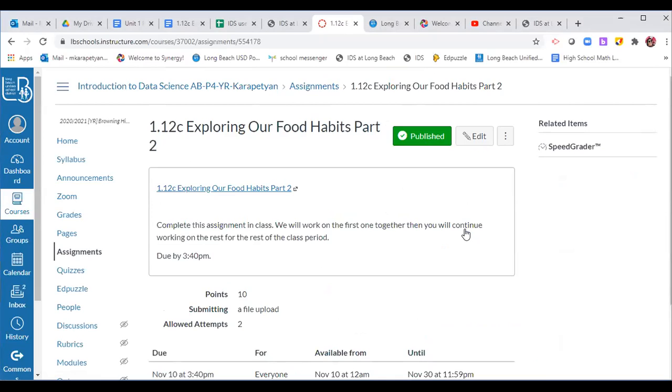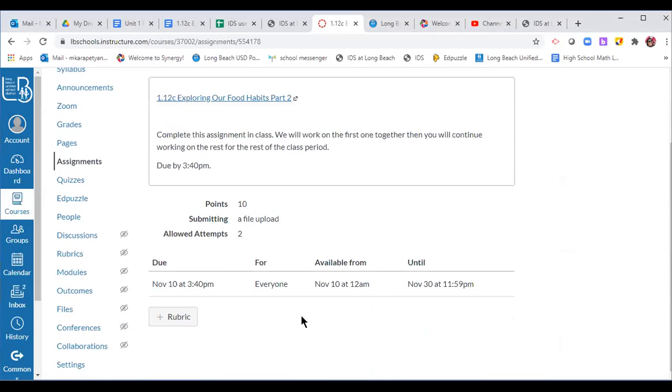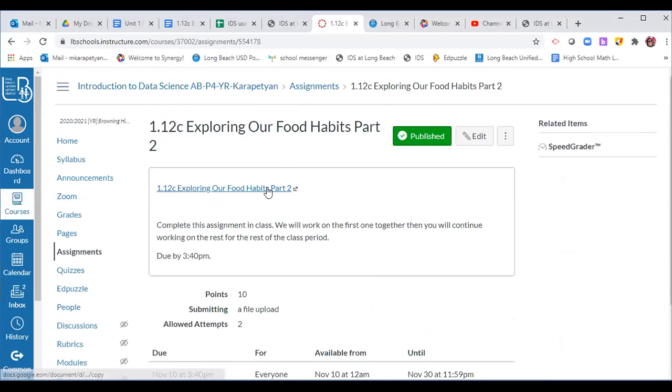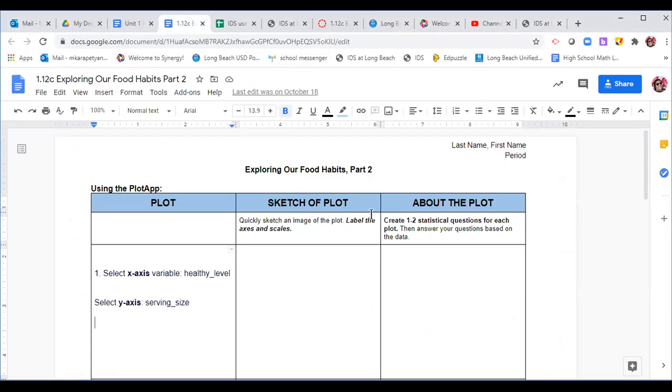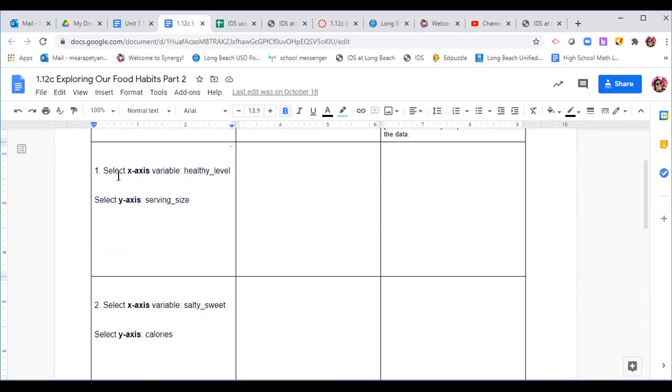Okay, so I want you to complete this assignment in class. We will work on the first one together. Then you will continue working on the rest for the rest of the class period. Okay, you're going to upload this through your Google LTI when you're done. So when you click on this, you'll make a copy. It'll bring you to this document here. Okay. Notice that it is very similar to 1.12b. The only difference is now we're told to select an x-axis and select a y-axis. So the y-axis is no longer going to be just our responses.